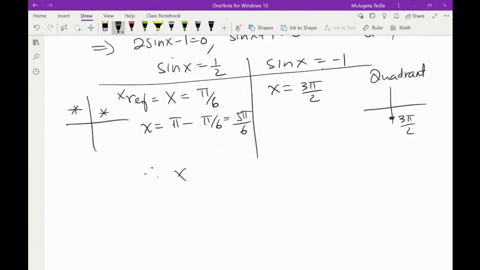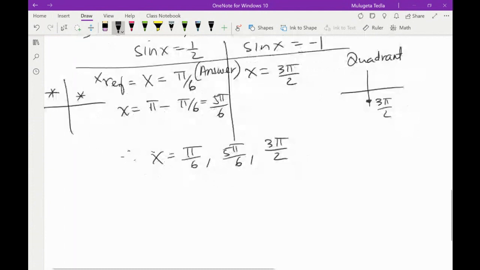So therefore, x must be pi by 6. The reference angle is part of the answer. This is an answer too. Not only a reference angle, but also an answer. Pi by 6, because the angle falls on the first quadrant. When the angle falls on the first quadrant, the reference angle is the angle or the solution. Pi by 6, 5 pi by 6, and 3 pi by 2 are the answers.